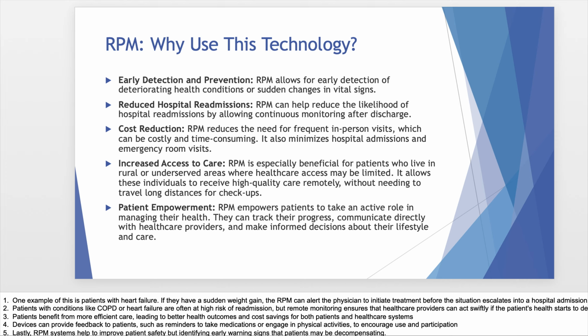RPM can reduce the likelihood of hospital readmissions by allowing continuous monitoring after discharge. Patients with conditions like COPD or heart failure are often at high risk of readmission, but remote monitoring ensures that healthcare providers can act swiftly if the patient's health starts to decline.